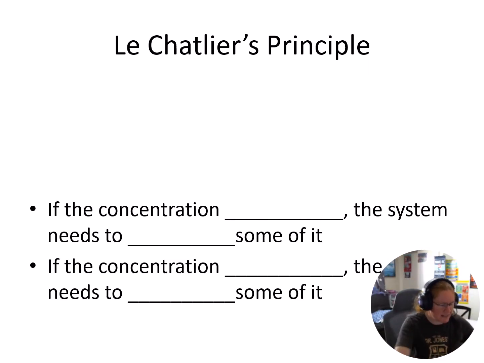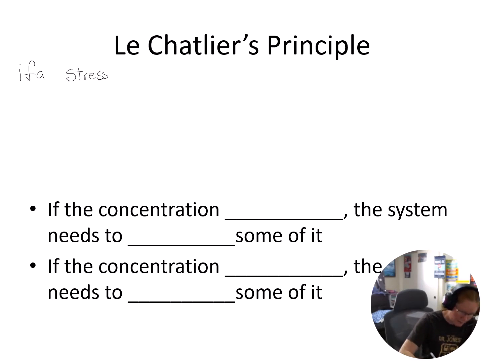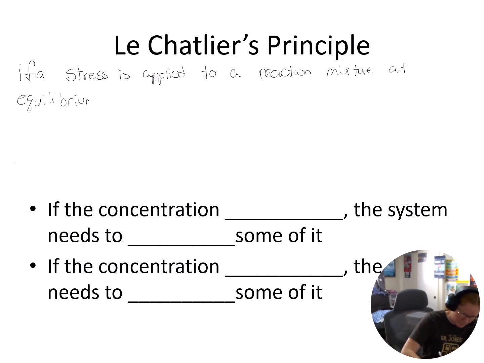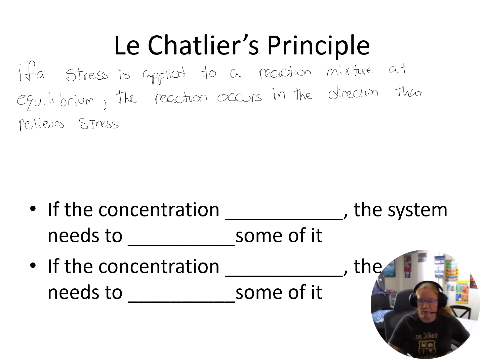All right, so Le Chatelier's principle says if a stress is applied to a reaction mixture at equilibrium, the reaction occurs in the direction that relieves stress, meaning that the reaction will shift toward one side or the other. Maybe it shifts toward reactants, maybe it shifts toward products, okay?